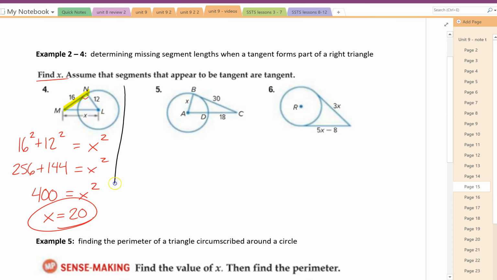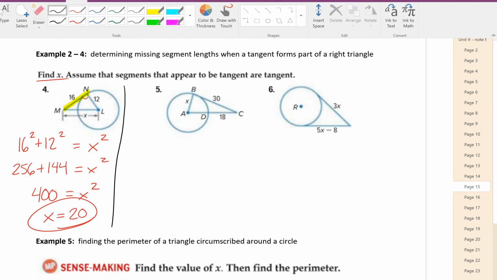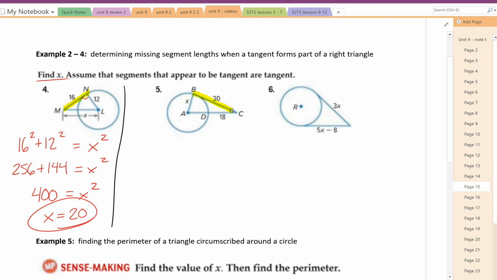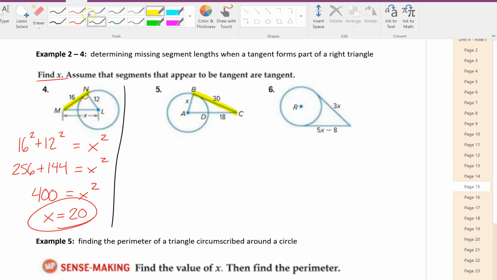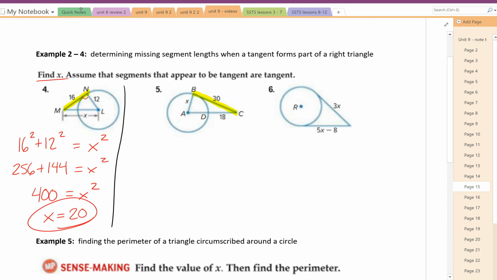Number 5 is a little bit different, right? We're using the same idea, the same principle, but we don't have as much information as we had in the last one. We can still solve it though. What am I talking about? Well, it says, again, in the instructions to assume that any line that looks like it's tangent is tangent. So that means we're going to assume here that BC is tangent to circle A, which would mean that that would have to be a right angle, right?